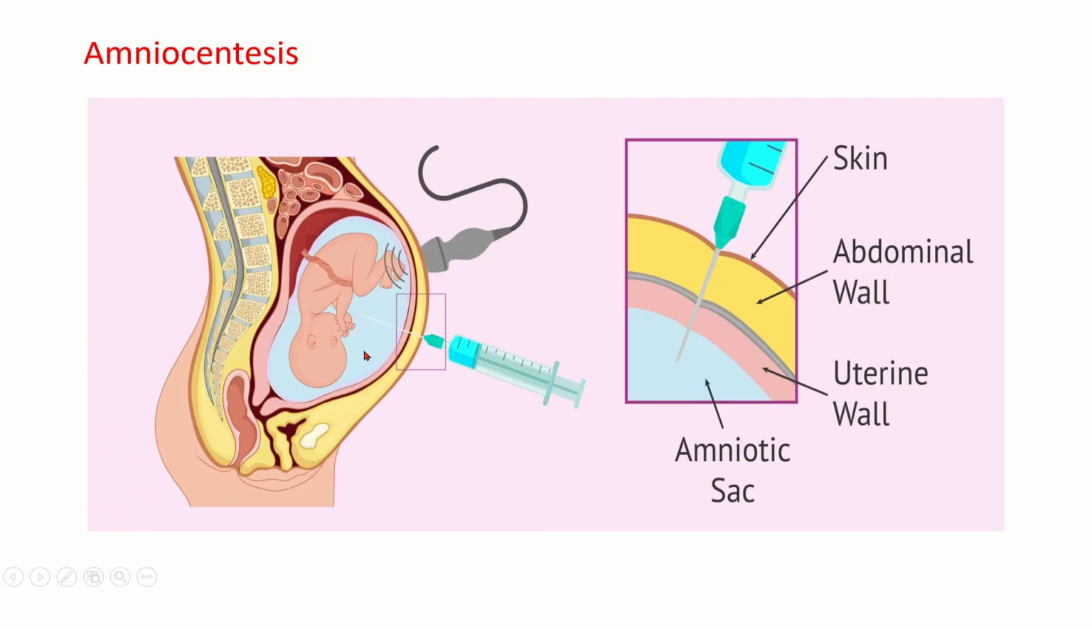You can see here the needle is inserted into the amniotic cavity and amniotic fluid is being taken for screening, and here you can see the ultrasound guidance under which the amniocentesis is performed. You can see the layers like skin, abdominal wall, uterine wall all being pierced, entering into the amniotic sac.